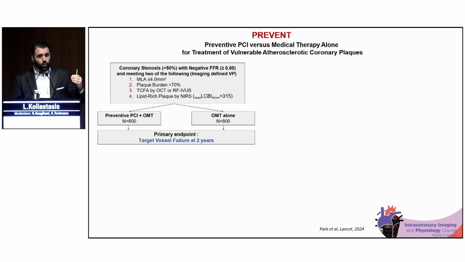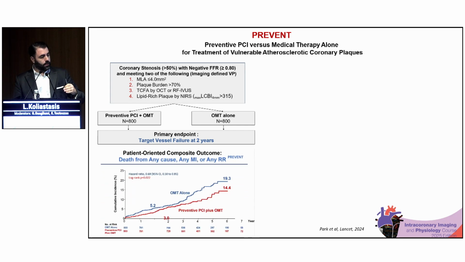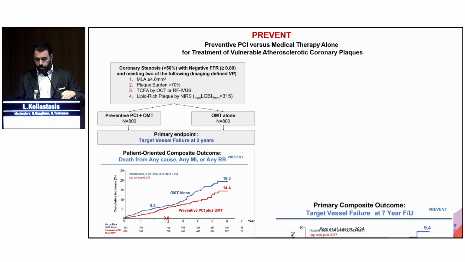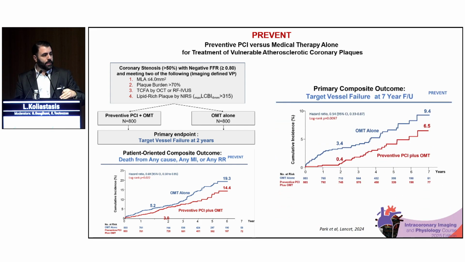They identified non-obstructive epicardial coronary artery plaques with negative FFRs and with positive lesion characteristics of high-risk burden. So we see MLA, plaque burden, TCFA by OCT or RF IVUS, and LCBI above 315 with the NIRS IVUS. And then, as far as the secondary endpoints are concerned, and the primary as well, PCI did much better than optimal medical treatment.